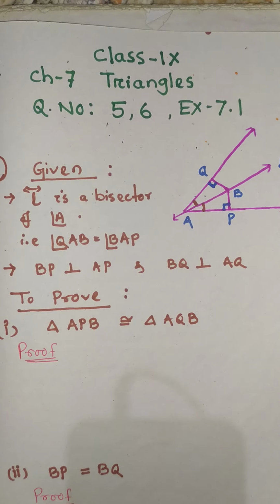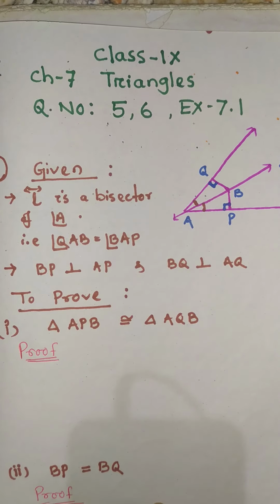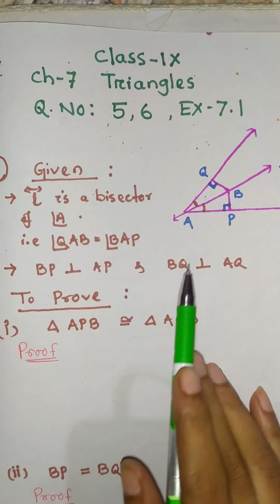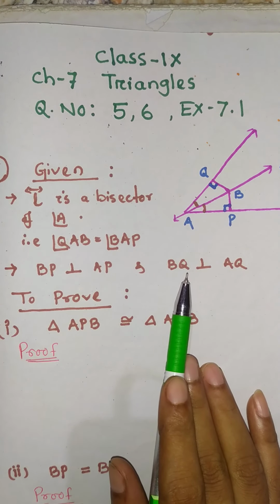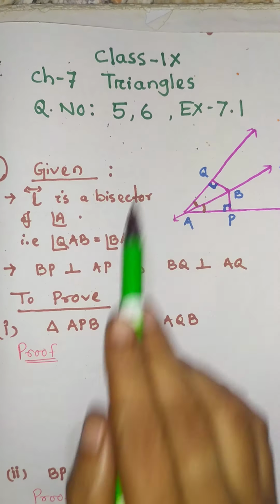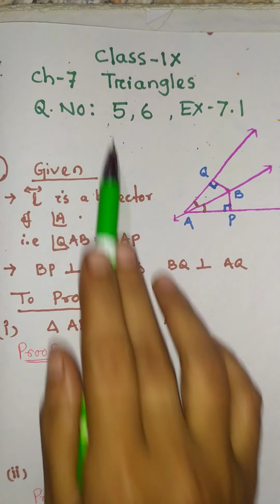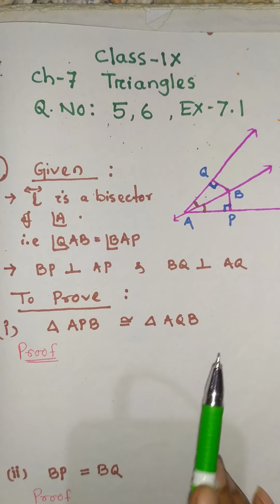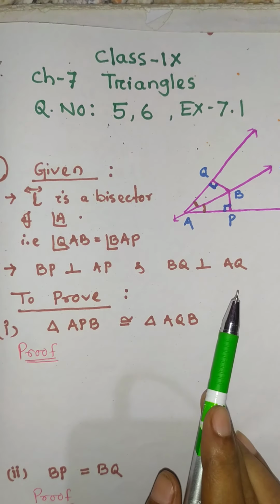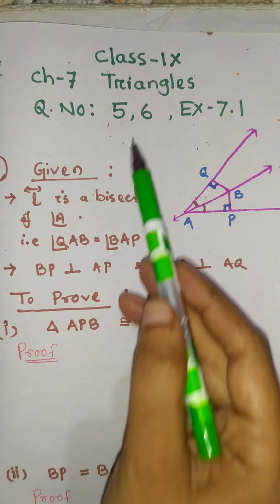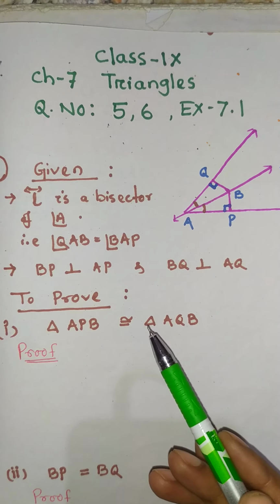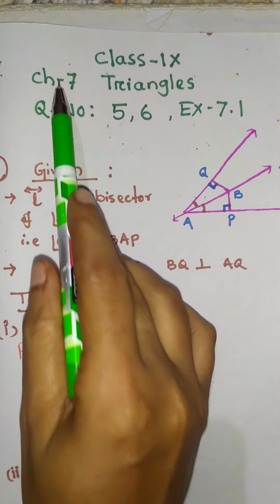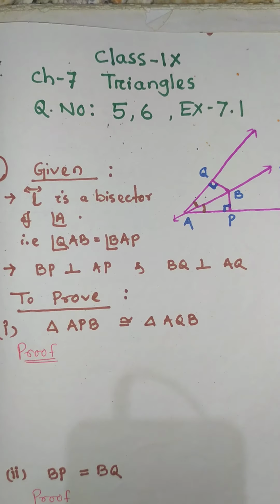Hello, my dear students. Today we are in chapter 7, standard 9, mathematics. The chapter name is triangle. In our previous video, we have already solved up to question number 4. In this video, we are going to solve question number 5 and 6. So, let's start exercise 7.1, chapter 7, question number 5.